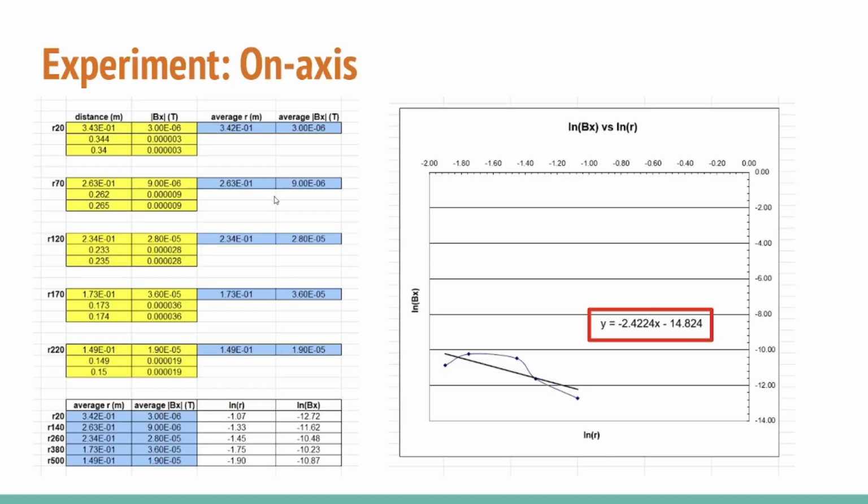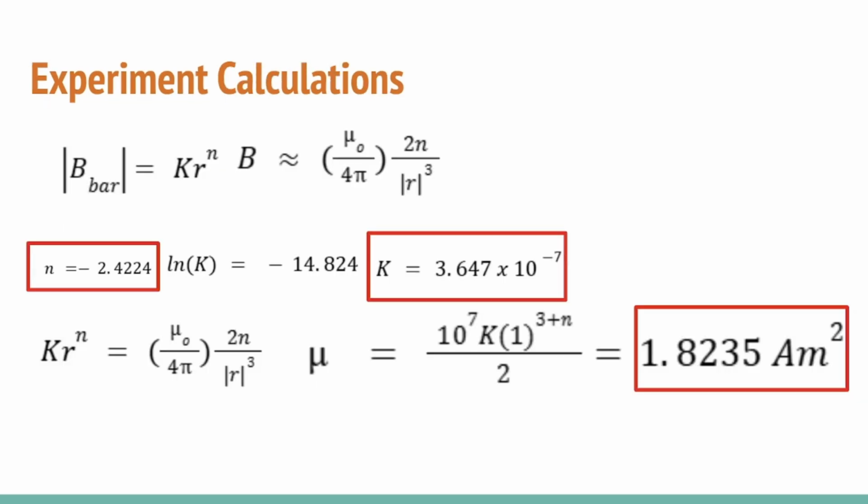So for our experiment on axis, this was the data that we got for the values of R20, R70, R120, R170, and R220. The R20 values are the ones that we'll be testing later on. And then we took the ln of both the distance and the magnetic field and graphed it to show the decreasing linear relationship between the two. And this was the m value we got and the b value we got.